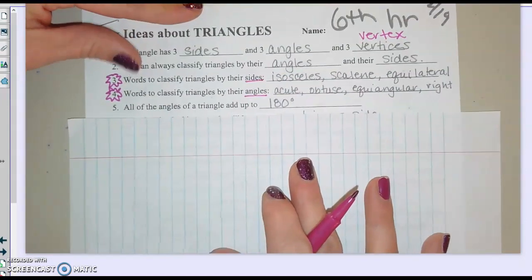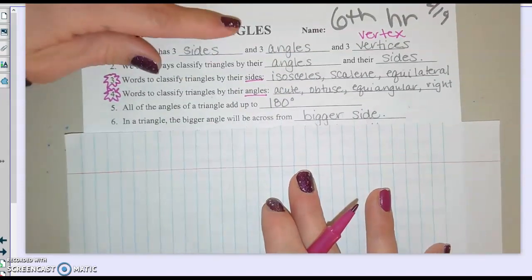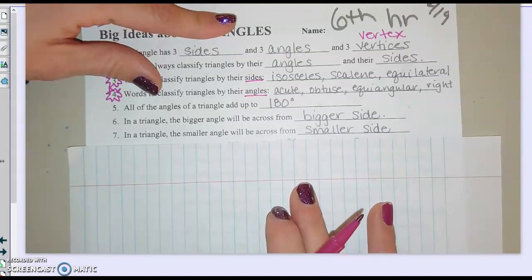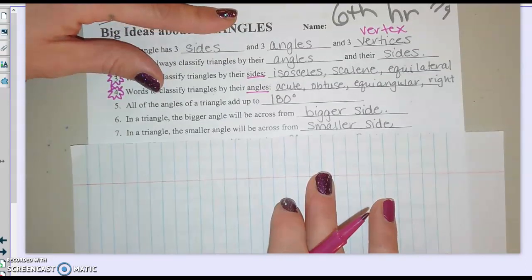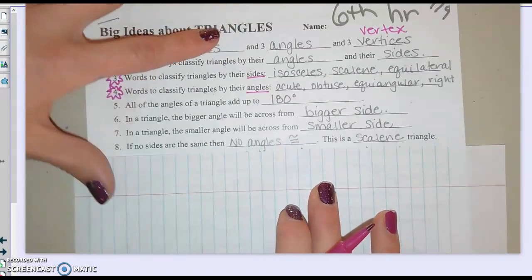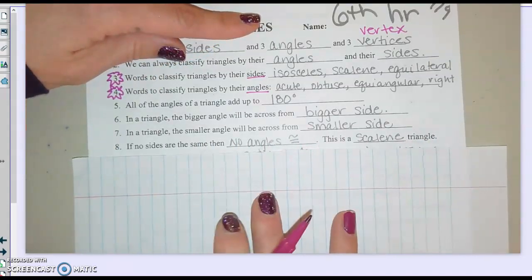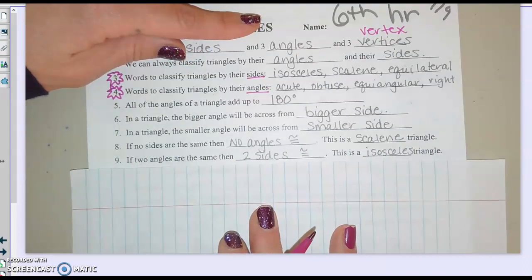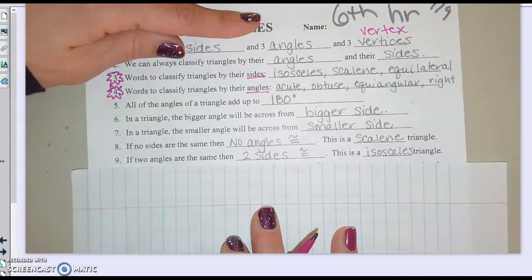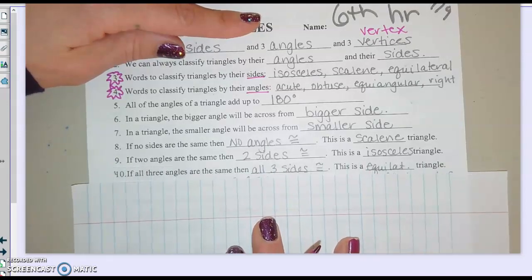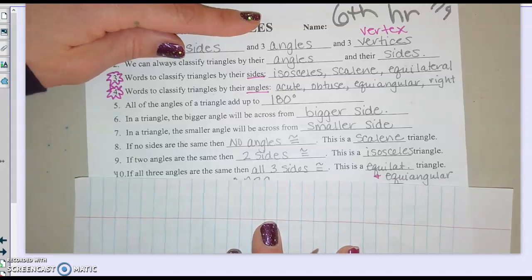We know that triangles add up to 180 degrees. We know that bigger angles are across from bigger sides, and smaller angles are across from smaller sides. Please pause if I'm going too fast. If none of the sides are the same, then none of the angles are the same, and that would make it a scalene triangle. If 2 angles are the same, then 2 sides are the same. That would make it an isosceles triangle. If all 3 angles are the same, then all 3 sides are the same. This would make it equilateral and equiangular.